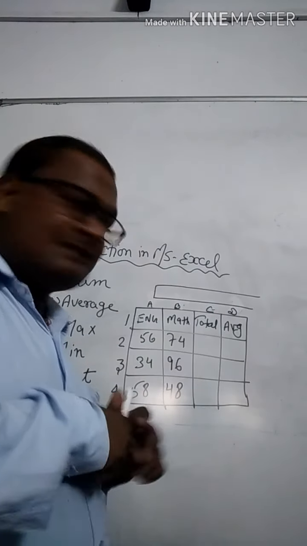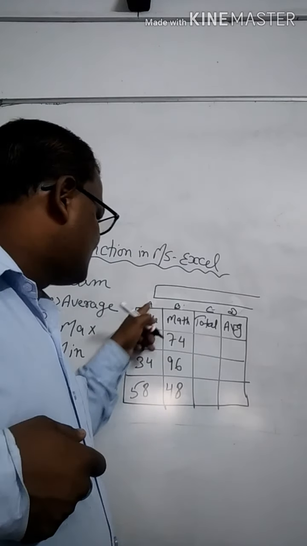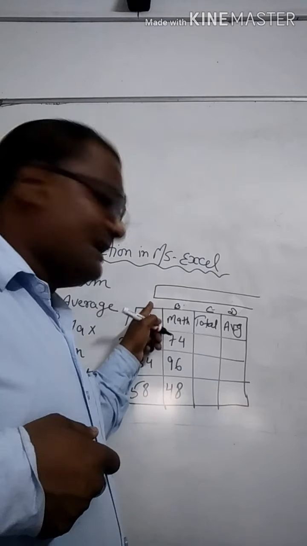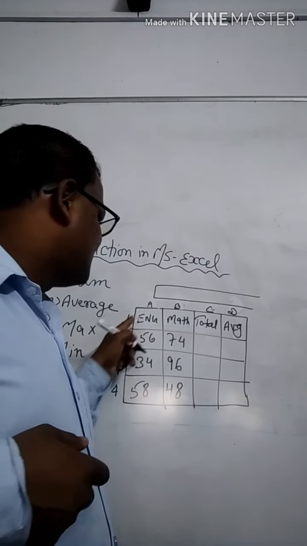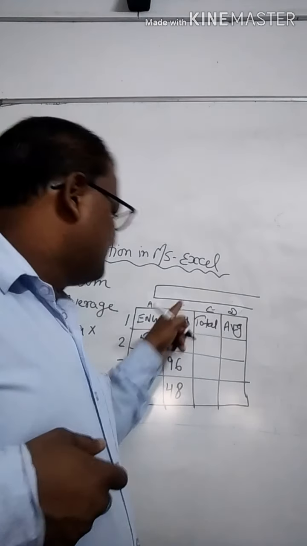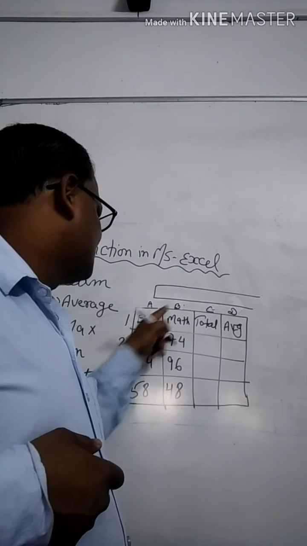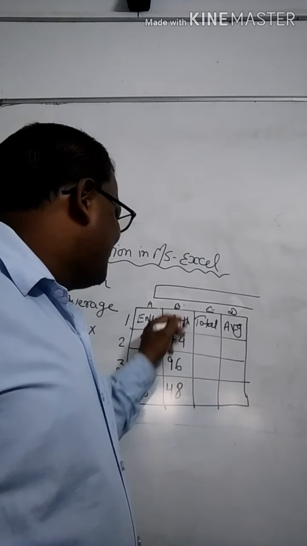You should know what the address of a cell is. The address of this cell is A1. A is the column name and 1 is the row number. So the address of this cell is A1, and the address of this cell is B1. But we are not adding these.